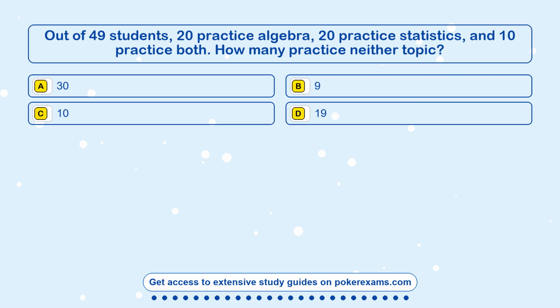Question 24. Out of 49 students, 20 practice algebra, 20 practice statistics, and 10 practice both. How many practice neither topic? Option A, 30. Option B, 9. Option C, 10. Option D, 19.